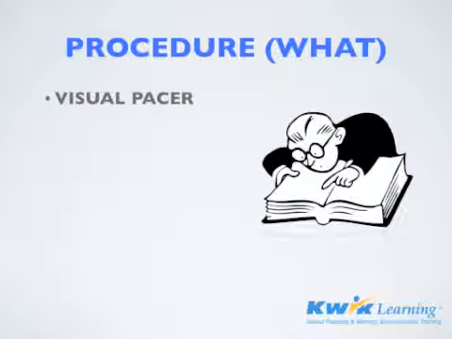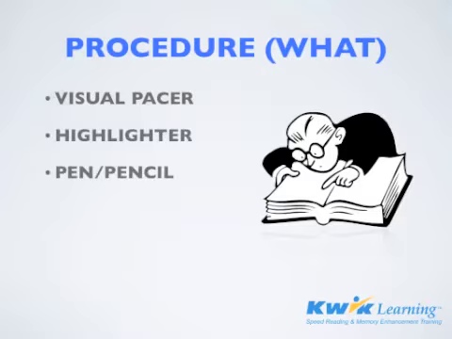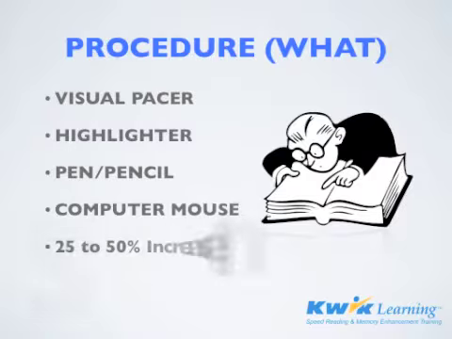Well, I'm here to tell you that, again, go into that common sense corner of your brain and test it yourself. And I'm going to give you the reason why, but using a visual pacer, your finger, a highlighter, a pen, a pencil, even a computer mouse, will help improve your reading speed and focus about 20 to 25%, 50%, even more.